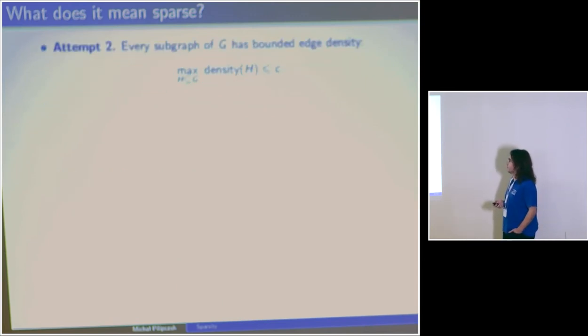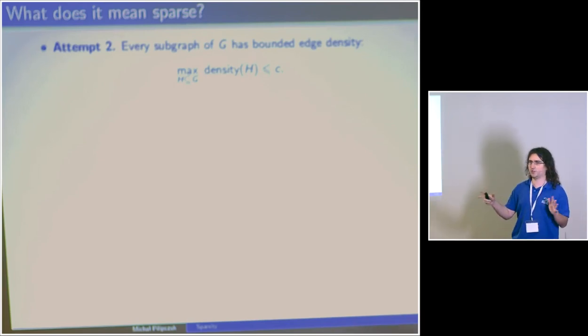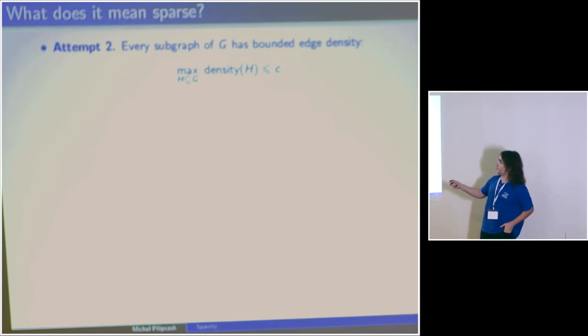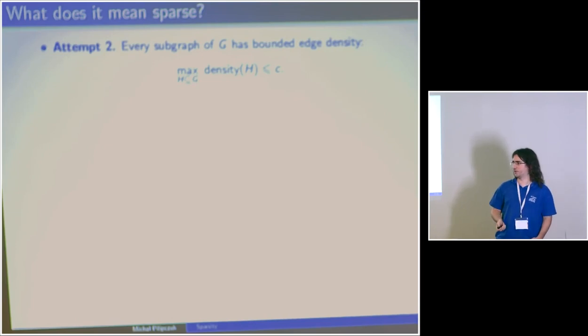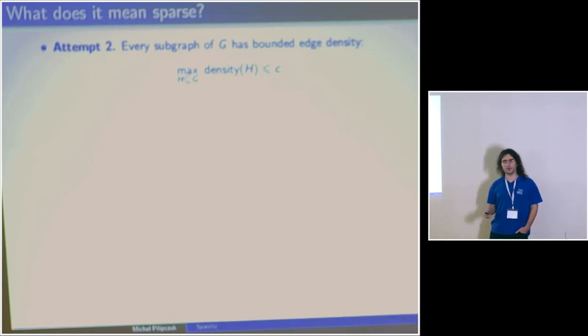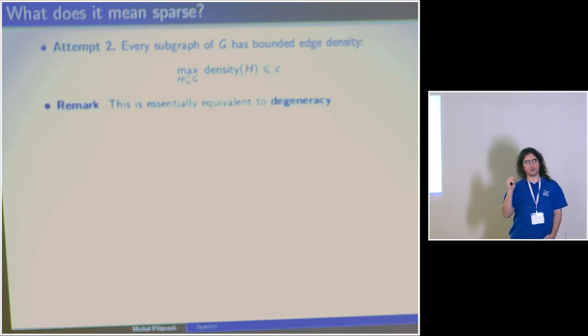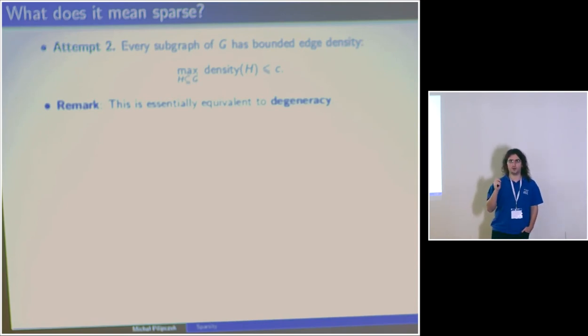So although the density is small, we have a large dense substructure. Let's try to get rid of this example and generalize our definition by saying that not only must the whole graph have constant edge density, but actually every subgraph of this graph has to have constant density. So for every subgraph H of G, the edge density of H must be bounded by some predefined constant c. This at least gets rid of the stupid example of the clique, because the clique would then be a subgraph and it has unbounded edge density.